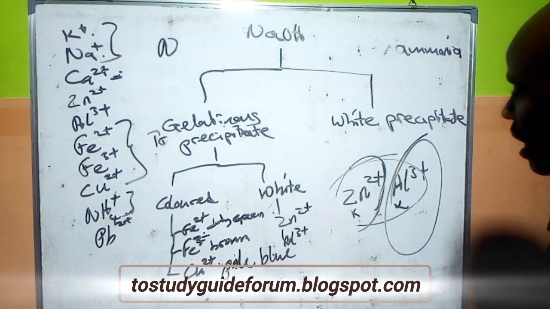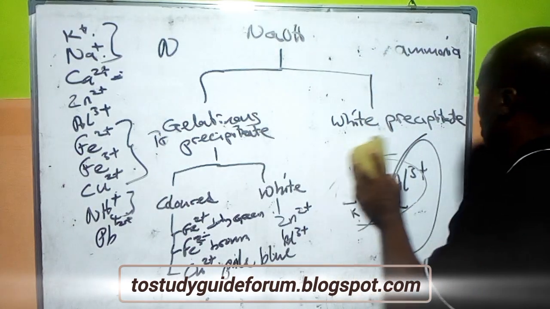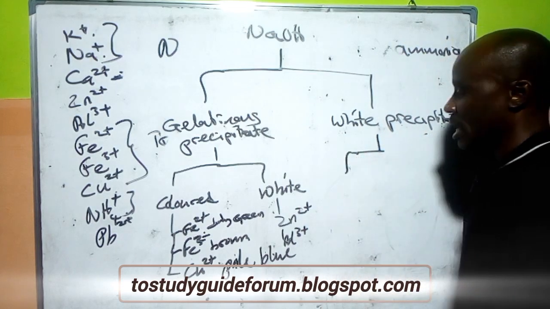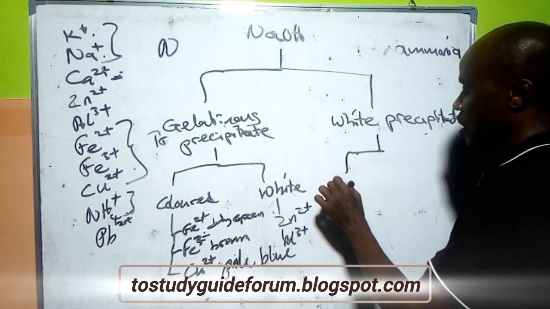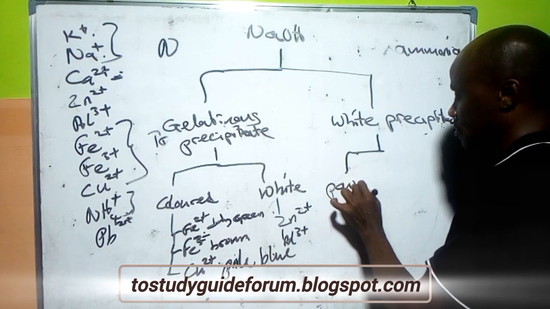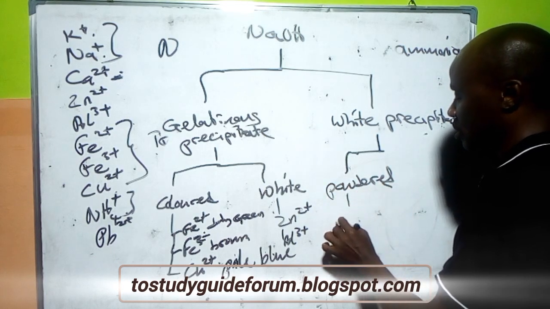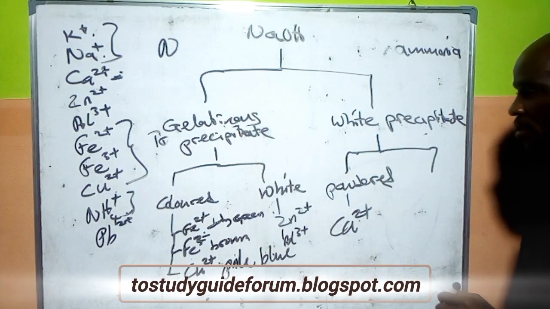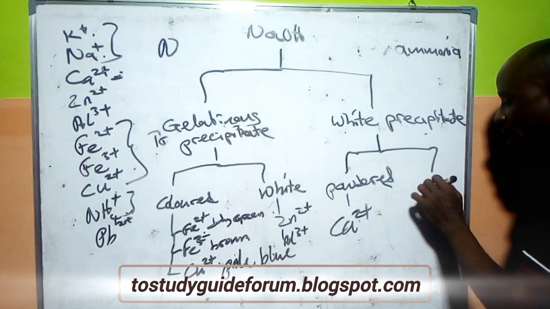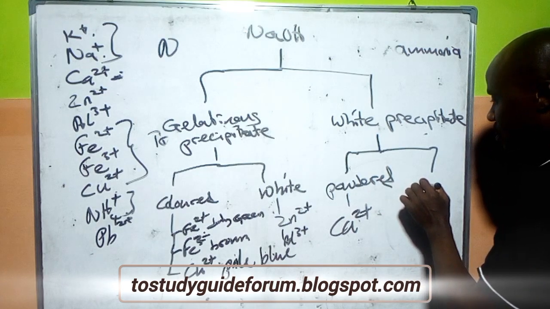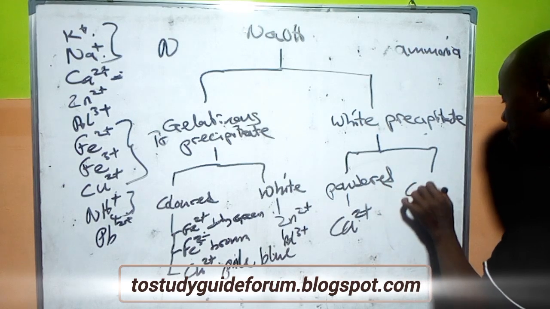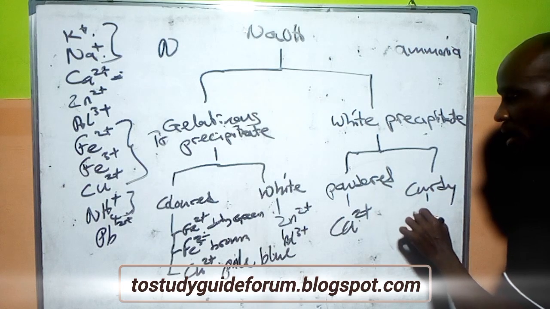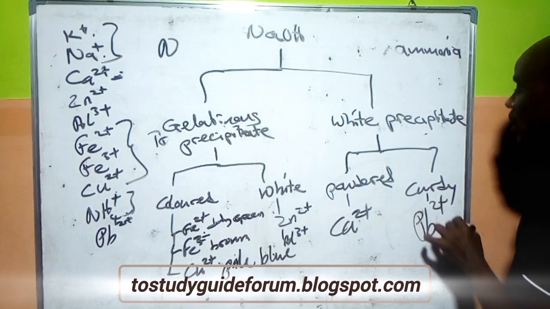As we can see, another one we have here is the one that will give us white precipitate. The white precipitate that we have here is a kind of powder, which is calcium ion, and another one that will give us a white precipitate is lead ion. The two ions will be there.